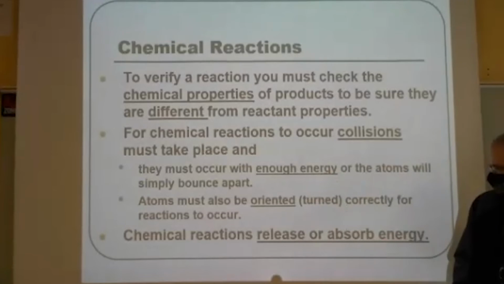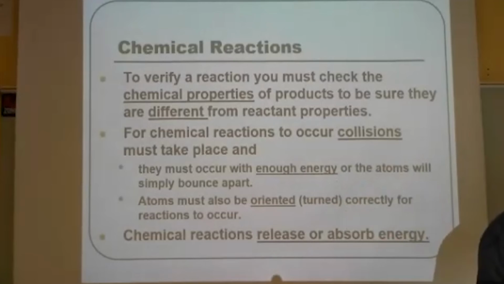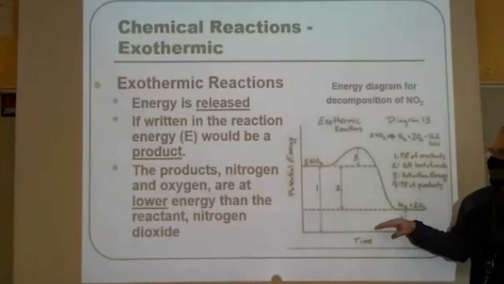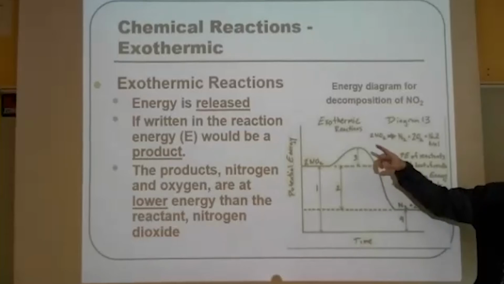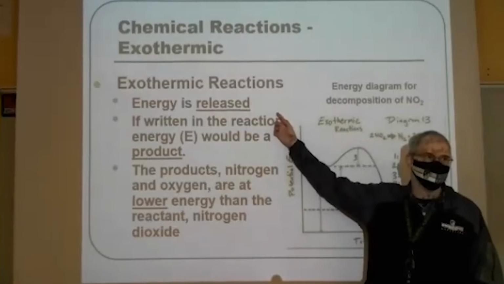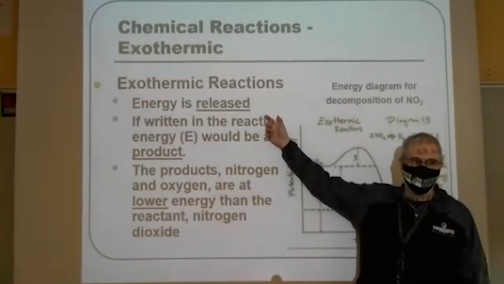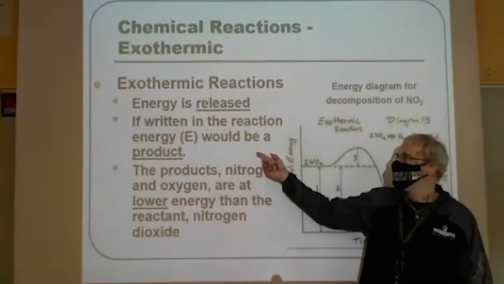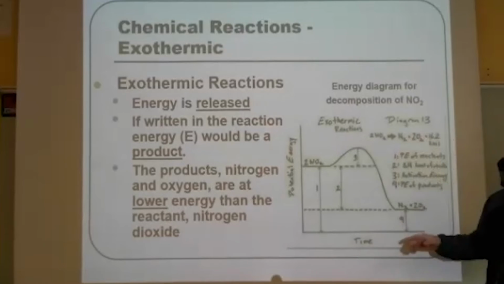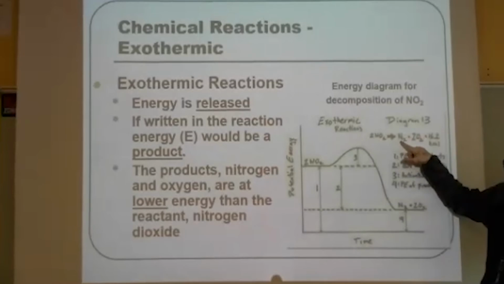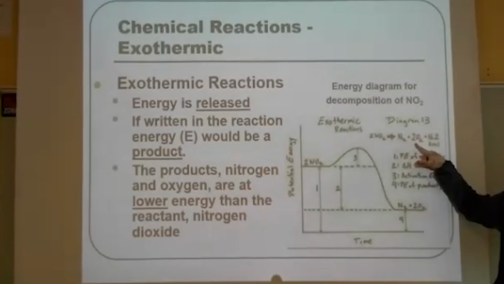And then chemical reactions will release or absorb energy. So I'm going to talk a little bit more about exothermic and endothermic reactions in this graph that you have seen, right? Exothermic reactions occur when energy is released. If energy were a thing that we recorded in a chemical equation, it would be in the product. For instance, in this example, we have nitrogen dioxide reacting to form nitrogen and oxygen, and here is the energy that's given off in this reaction.